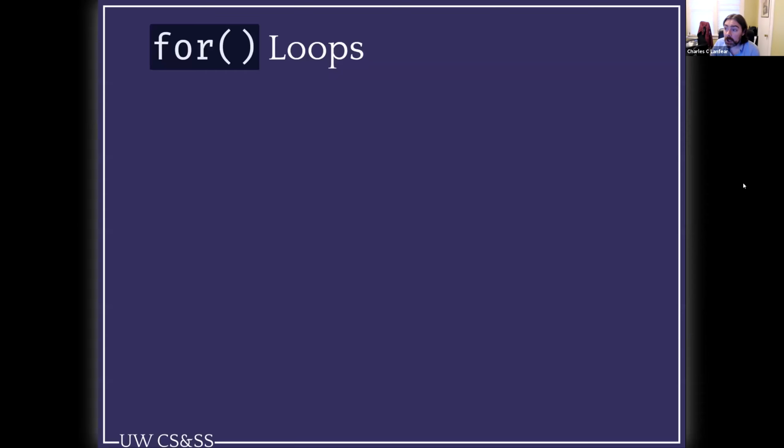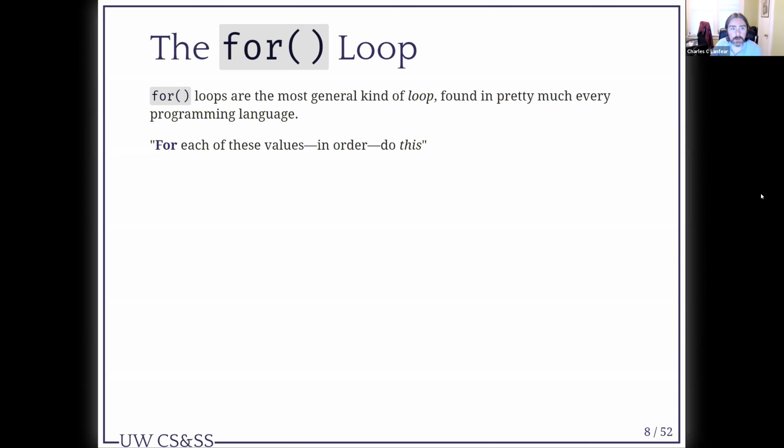Okay, so I'm going to talk about for loops first. For loops are the most common loop you would encounter in a data science or stats setting, but not necessarily the most common loop for general programming, which might be a while loop or a perpetually repeating loop. For loops are the most general kind of loop, at least in data programming. They're found in every programming language that's Turing complete out there.